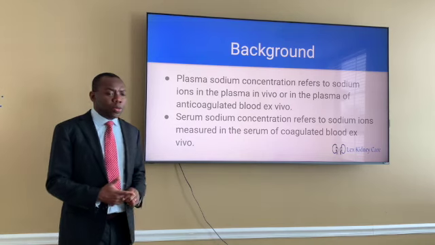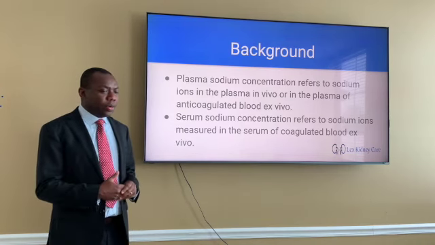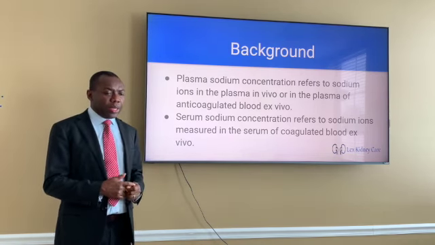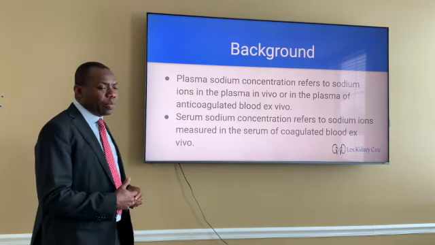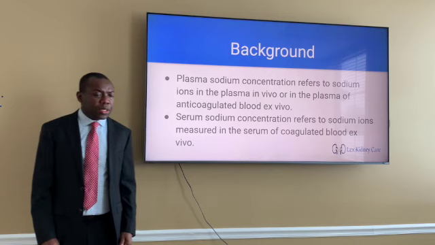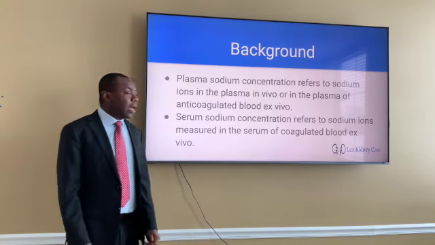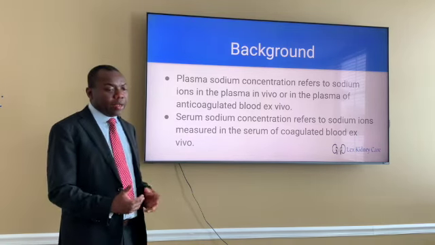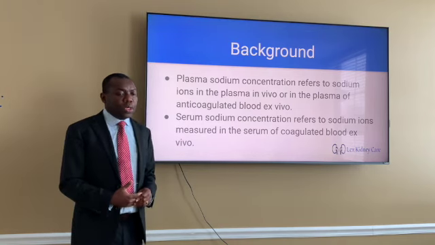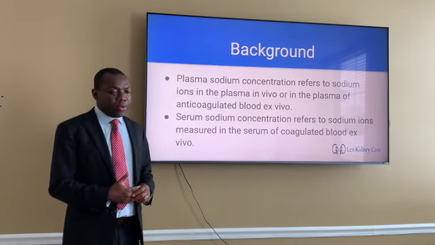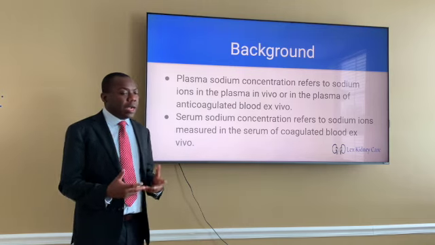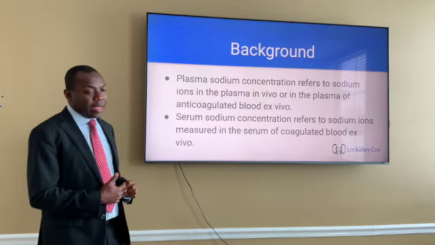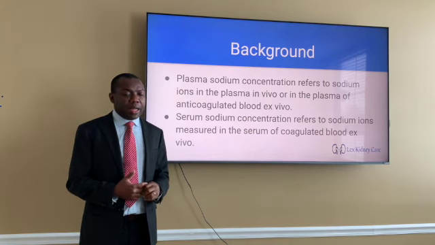To set the ball rolling, we're going to look at the background of hyponatremia. What exactly is hyponatremia? Hyponatremia just means a sodium concentration, either in vivo or ex vivo, that is less than 135, and the serum concentration refers to ions that are measured in either coagulated blood ex vivo.